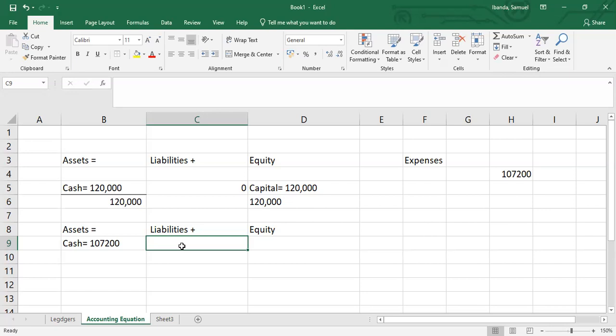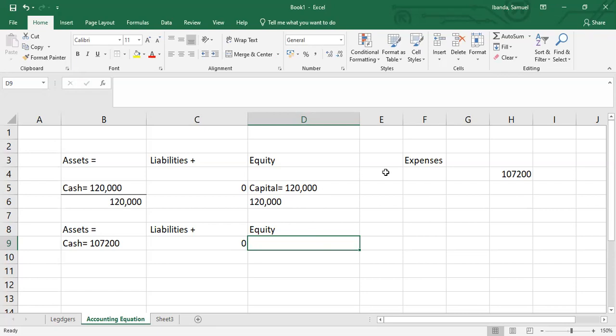The other question is, does this transaction affect my liabilities? No. Why? Because we are basically paying rent as it comes through. So there is no liability here, and the liability is still at 0. The other question is, does this affect my equity?